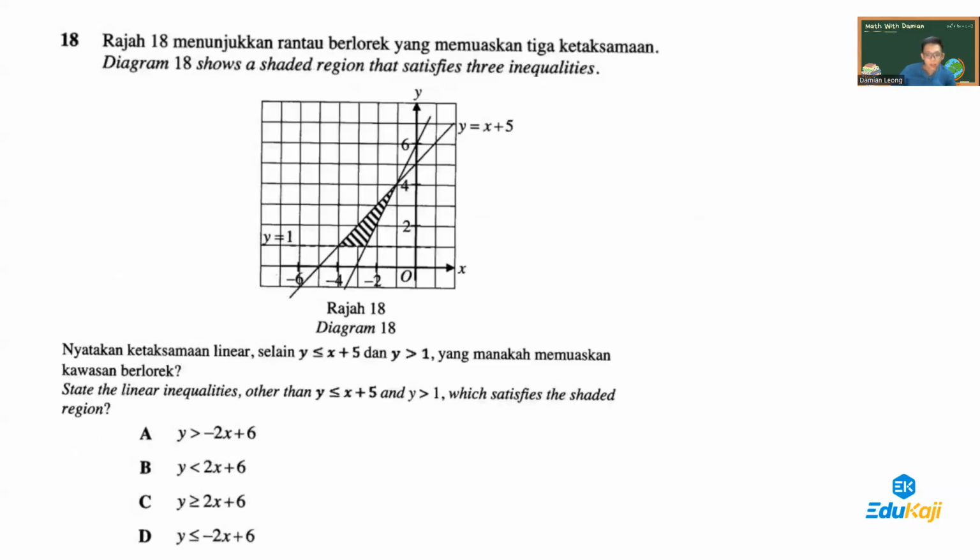Question 18. State the linear inequality other than these two which satisfy the shaded region. So I already have this line. y more than 1 is this line. So the one more line is this. I need the equation of that line, which is just 2x plus 6. That's positive 2 because going up. This is a solid line, so that's equal. And it's above this line. So y more than or equal to 2x plus 6.